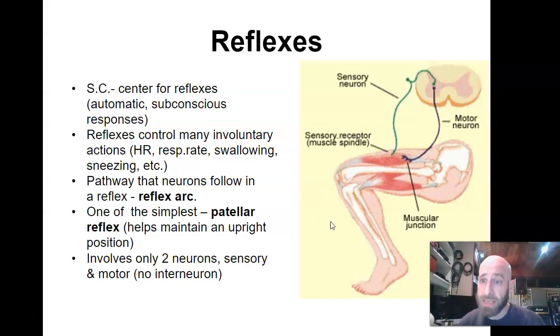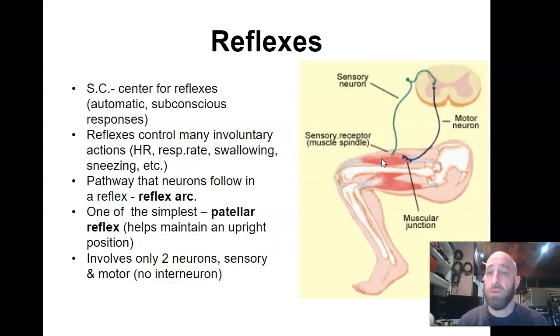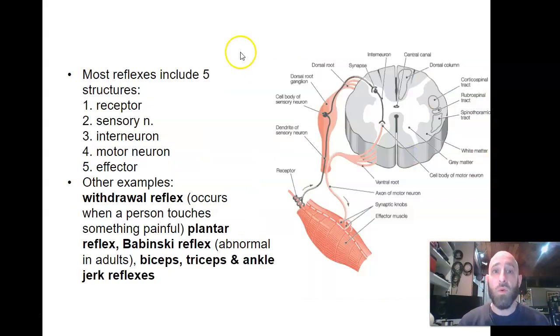The reason why that response happens so quickly is because it goes right from sensory to motor neuron. There's no stopping and thinking about it. It's an automatic response. So it only involves two neurons, the sensory and the motor. That is called a simple reflex. And the reason why it's called a simple reflex is because it only involves two neurons, the sensory neuron coming into the spinal cord and then the motor neuron coming out. And it happens immediately. Now, most reflexes, though, have 5 steps.